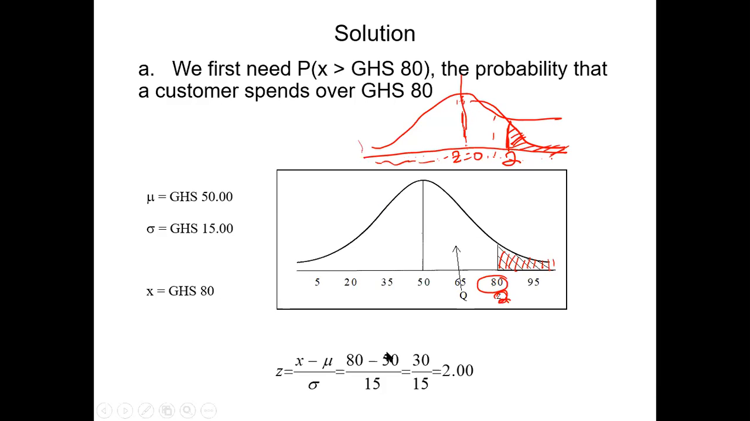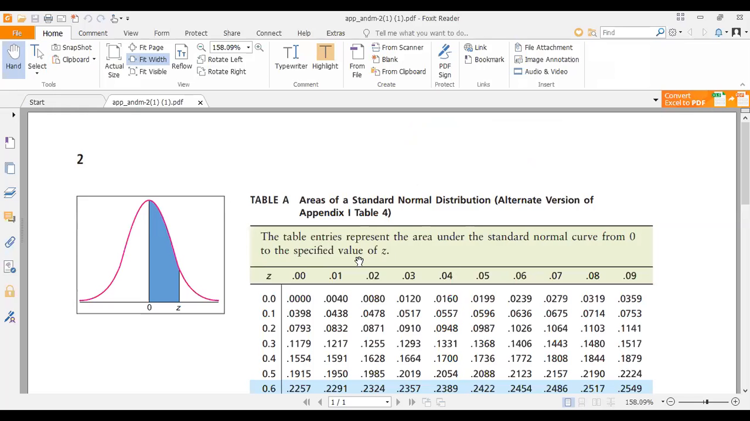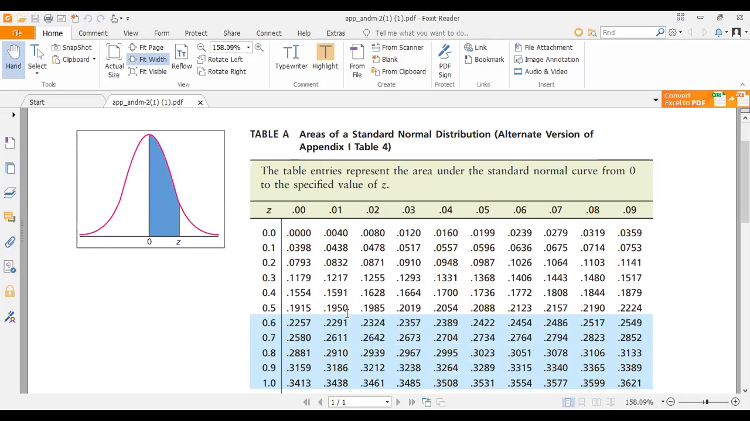Now let's simply go to our normal probability table. Let's note that this table gives the probability from the mean to the z-score, and we read it for 2 decimal places. A figure like 2 to 2 decimal places will be 2.00.